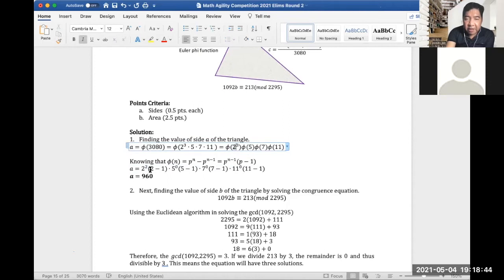The base, sorry. So 2 minus 1, and then for phi of 5, it's 1 minus 1, so that's 5 to the 0. Since our base is 5 minus 1, same thing with 7, we have an exponent of 1, so 1 minus 1 would be 0, 7 minus 1. Same thing with 11, we have an exponent of 1, so 1 minus 1 would have an exponent here of 0, quantity 11 minus 1. If you multiply this, it will result in 2a equals 960.